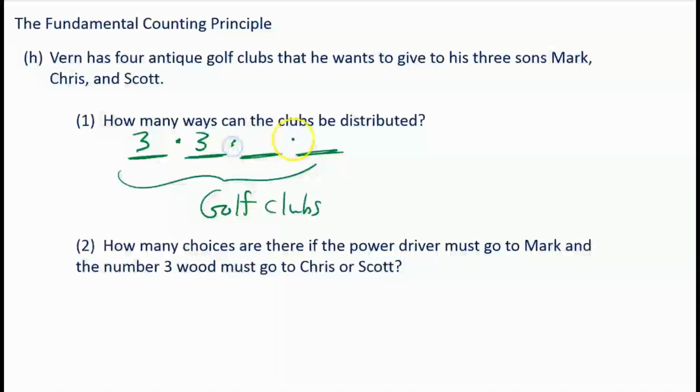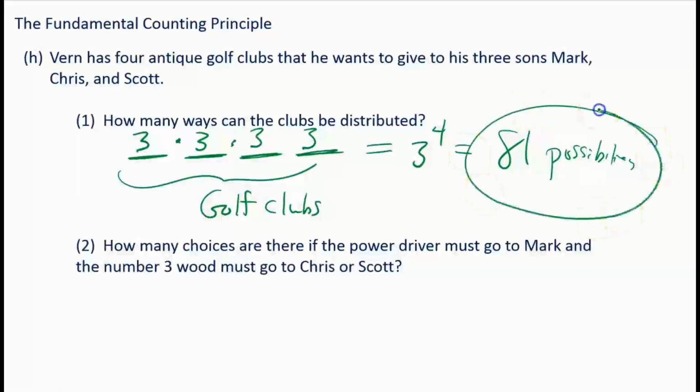The third golf club, how many ways? Well, 3, right? Because it could go to Mark, Chris, or Scott, and Mark, again, could end up lucky with the first golf club, the second golf club, the third golf club. And you know what? He could even end up with the 4th golf club too, because it doesn't say anything about restrictions. So if you multiply 3 times 3 times 3 times 3, which by the way, that's 3 to the 4th, right? It's going to give you 81 possibilities. If you organized it every way you possibly could to distribute these golf clubs, that would be the way to go.